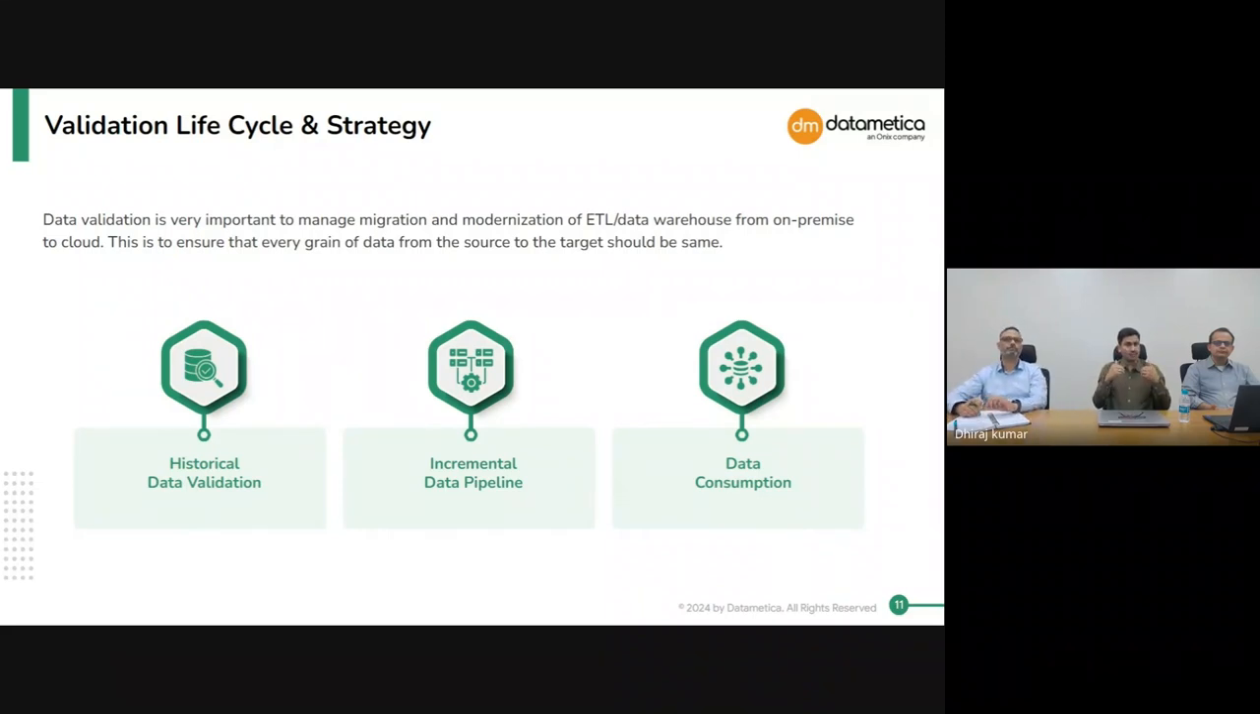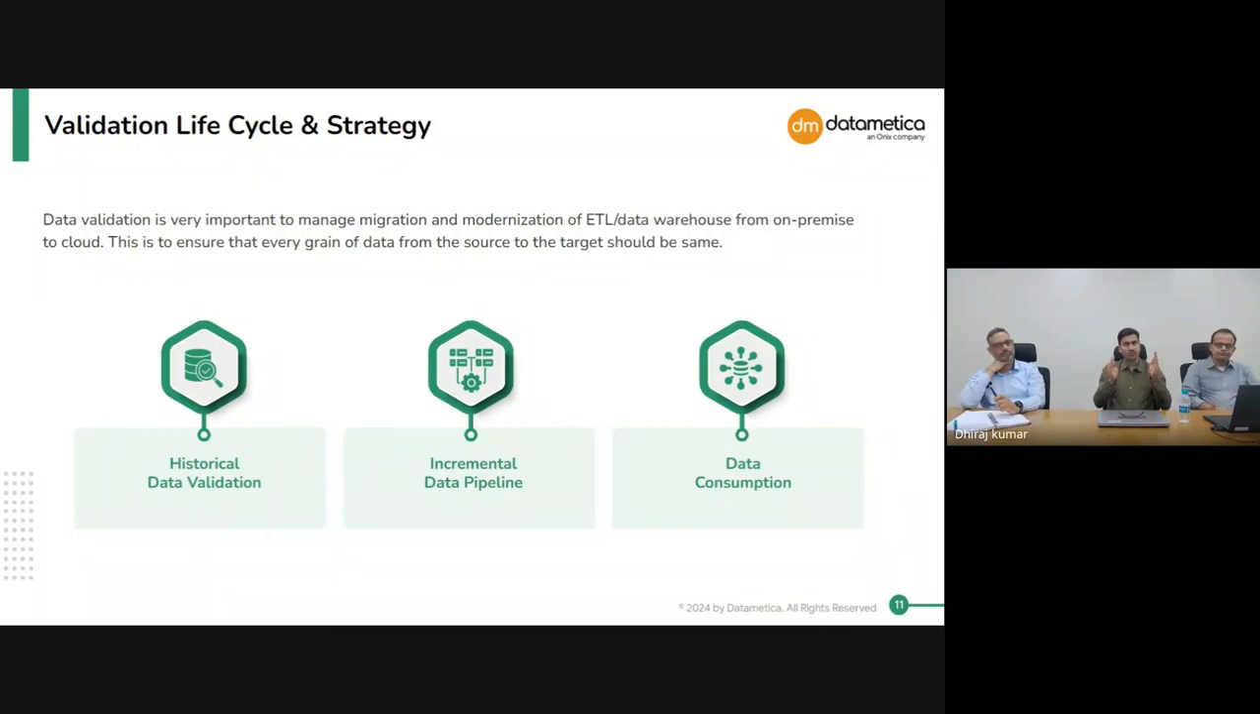Wherever any additional hops are added, like any additional custom tool, we definitely have to validate the data. And as I said, it might be possible that the data type is not matching as is. So how do we make sure that the data grain stored in a traditional warehouse does not mismatch when we migrate the data to a cloud platform?